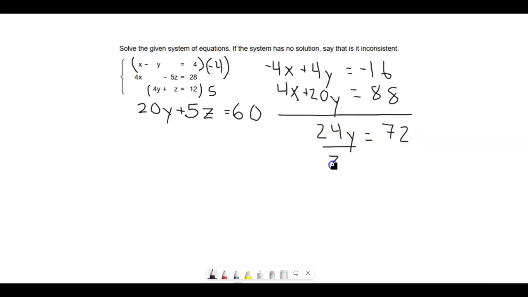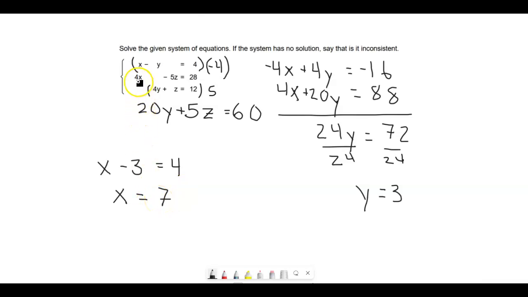Divide both sides by 24. And we're going to get y is equal to 3. Yay, now I've got the first variable solved. The rest is going to be easy. So notice if I put y back into this first equation, it'll immediately let us solve for x. So pulling that first equation, I'm going to say x minus 3, substituting y for 3, is equal to 4. Therefore, x is equal to 7 when you add 3 to both sides. So that's our second one.